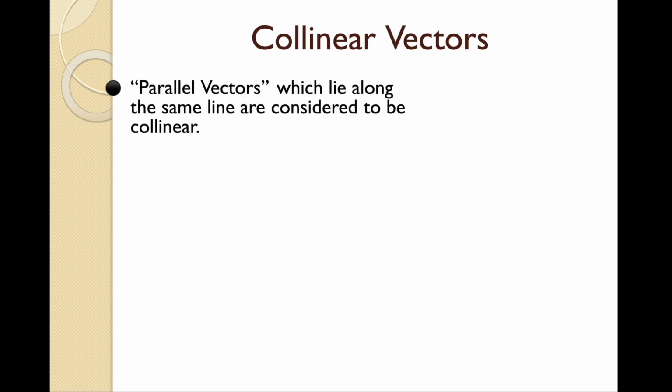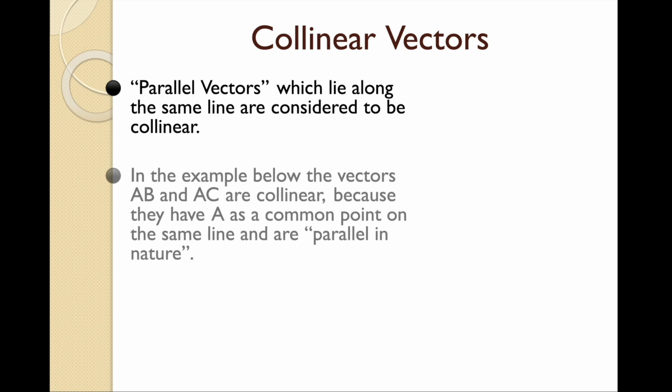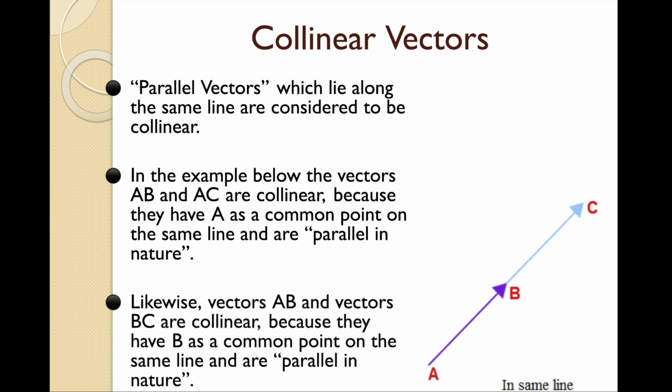So collinear. Parallel vectors which lie along the same line are considered to be collinear. Technically they could deceive you and make you think they're parallel because they're going to be scalar multiples of each other. However, when they share a common point is what makes them collinear. Okay? So this goes back to this here.